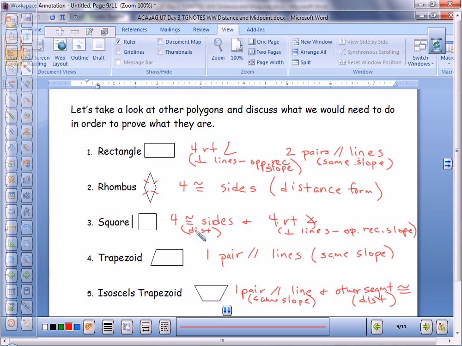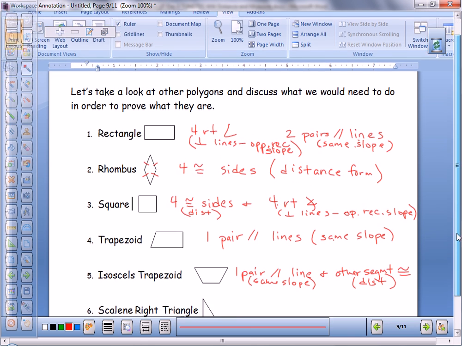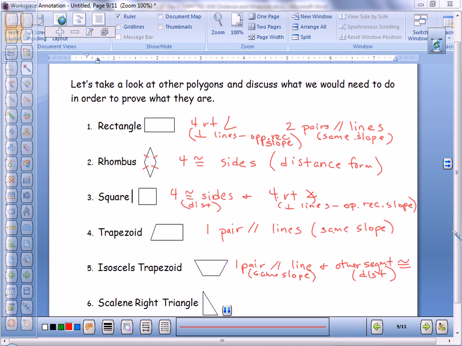Trapezoid, 1 pair of parallel lines. Same slope. Isosceles trap. 1 pair of parallel lines. And then the other segments need to be congruent. So we need distance formula. This word is same. There we go.